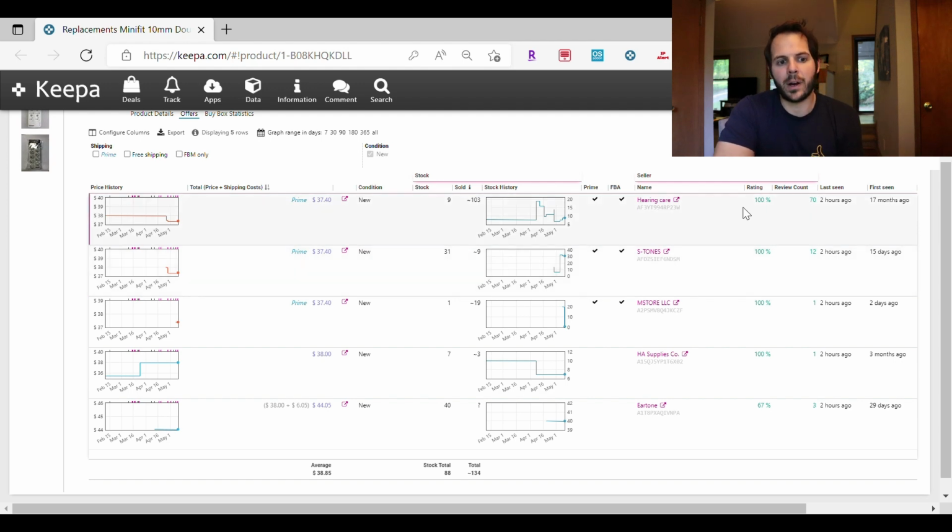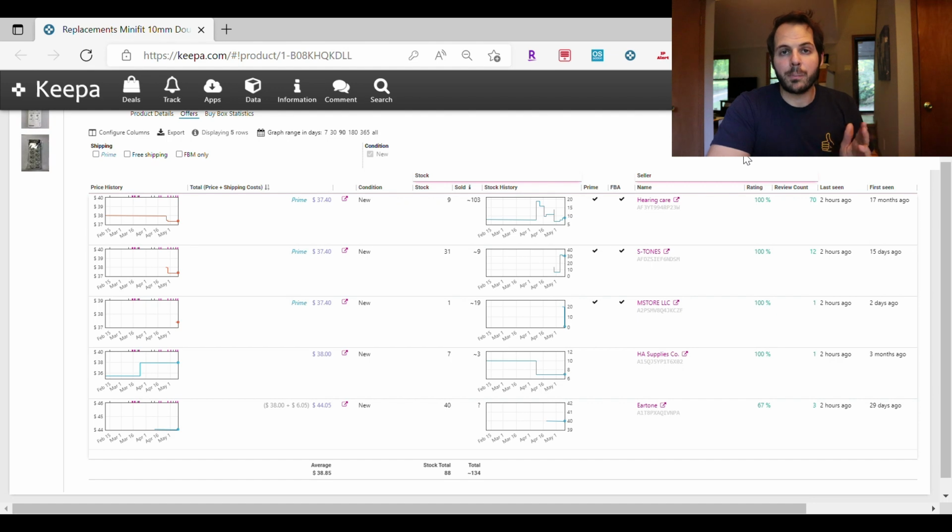And then I like looking at rating and review count. I take it with a grain of salt, but what are those telling me? It's just validating the seller, like this top person. They have 100% rating and they have 70 reviews. So good, solid numbers. That tells me they've been selling probably at least a year.